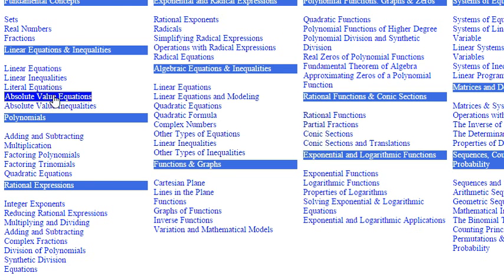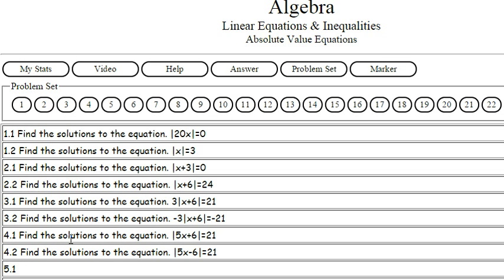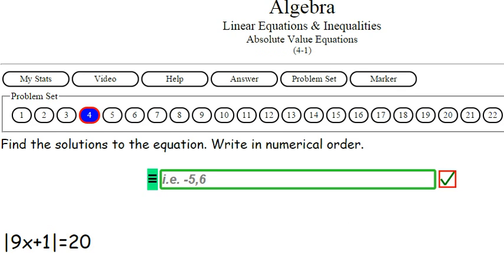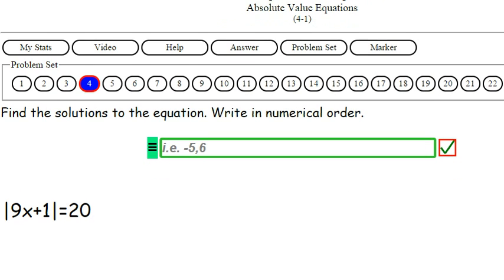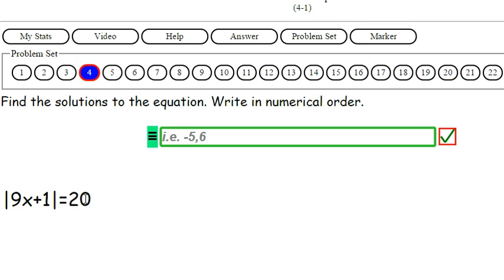Let's go down to absolute value equations and let's look at 4.1. Find the solutions to this equation, and of course we'll write the answer in numerical order in the box if you want to check that.